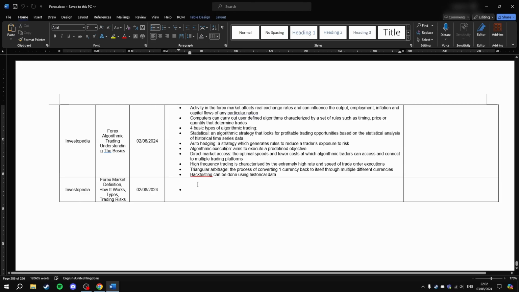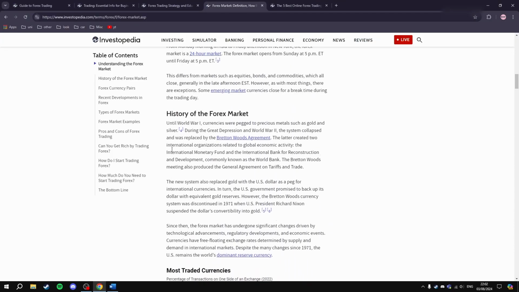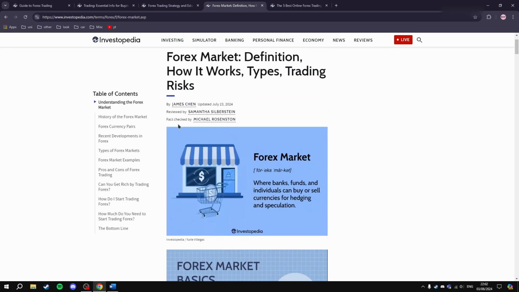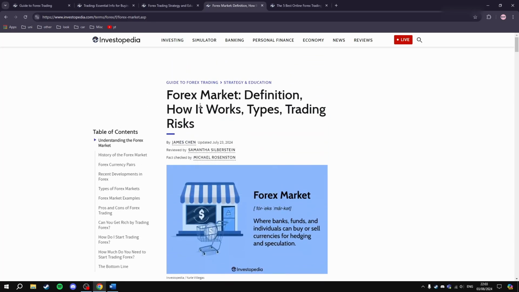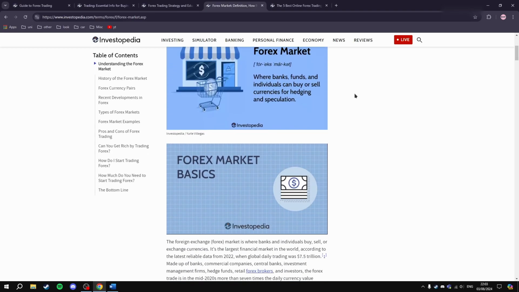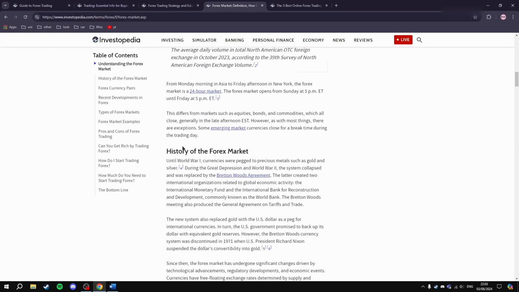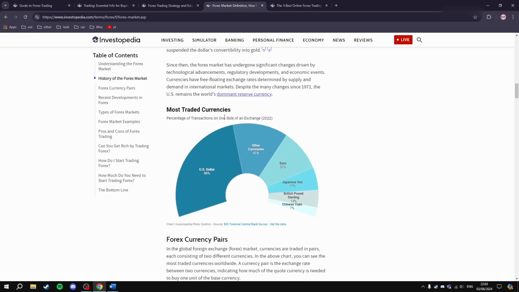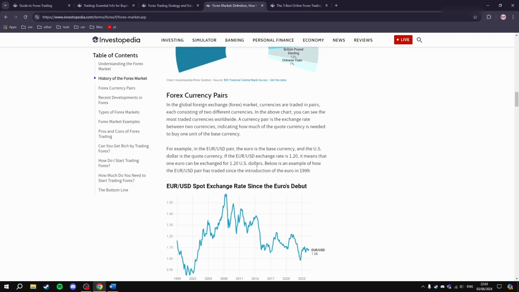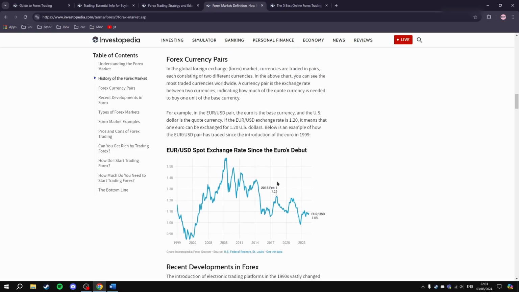Triangular arbitrage is basically the process of converting one currency back to itself through multiple different currencies. And backtesting can be done using historical data. Then we started going through the Forex market definition, how it works, types, trading, and trading risks; understanding the Forex market, history of the Forex market, and the most traded currencies. Now we're on to the Forex currency pairs.